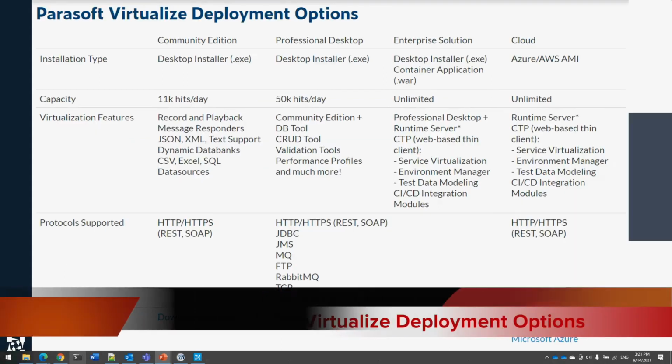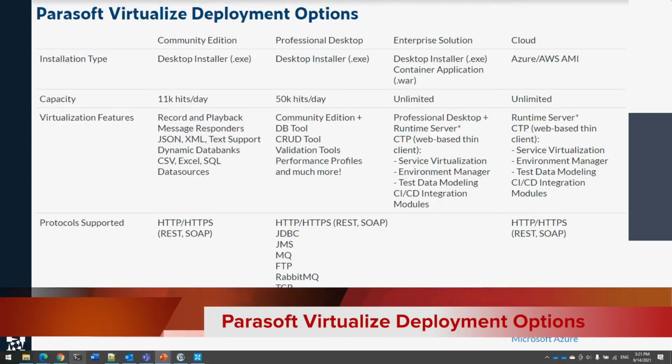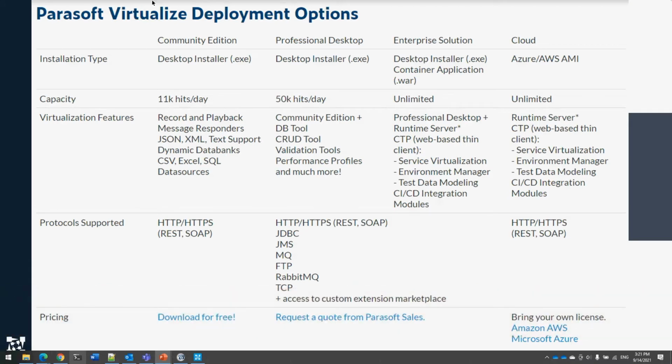So before we go into the next topic, Parasoft Virtualize comes in many editions. The edition that we're going to show you today is the Community Edition, which you can always register for and download for free from our website. It has some limitations. For example, it's limited to 11,000 hits per day. It means that you can only get 11,000 request and response pairs per calendar day.